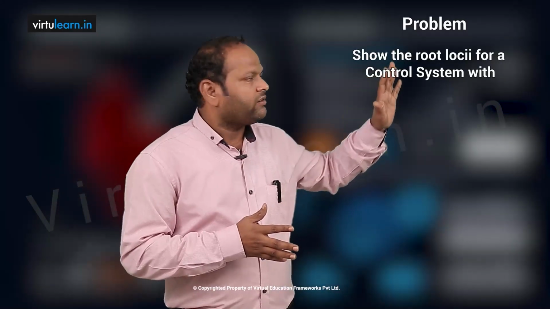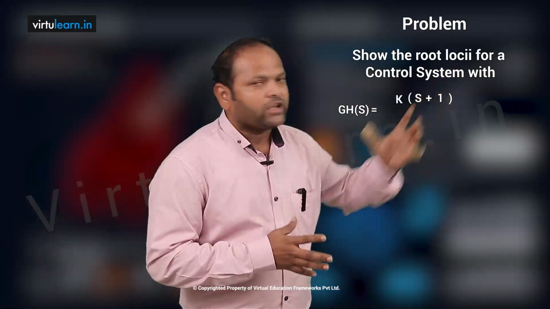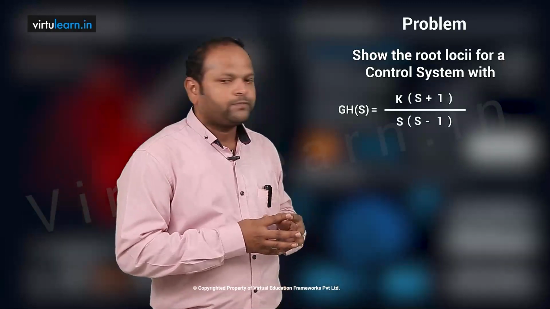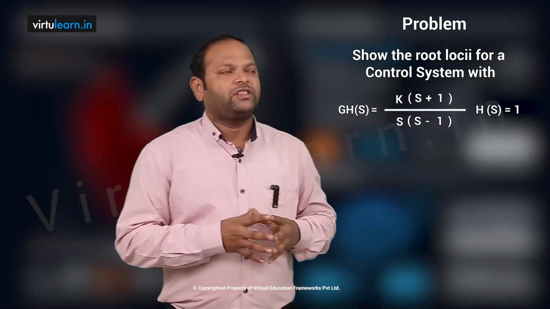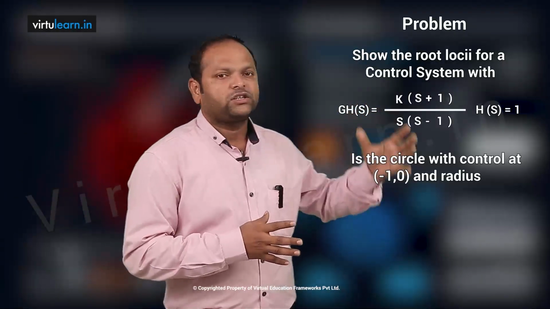Now we will see the next problem in root-locus diagrams. The problem statement goes like this. Show that the root loci for a control system with open loop transfer function GH of s equal to K into (s plus 1) divided by s into (s minus 1) is a circle with center at (minus 1, 0) and radius root 2.